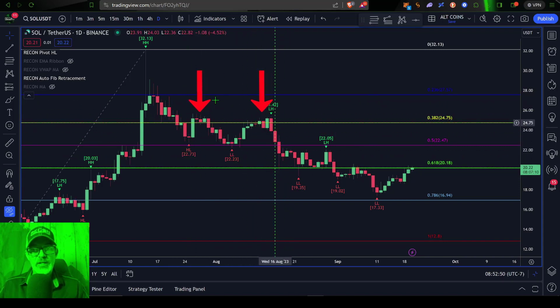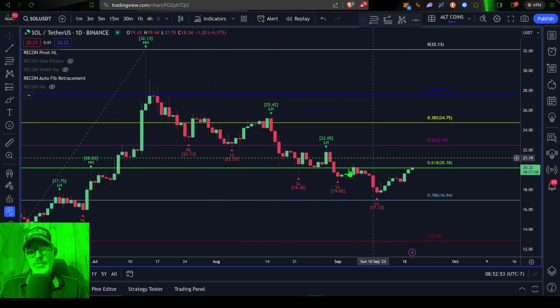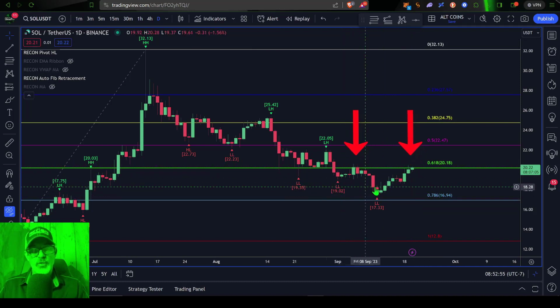This pattern here could be actually what's setting up down here. So definitely want to proceed with caution. While the bulls may be ready to pump, the bears may strike and pump this price down.